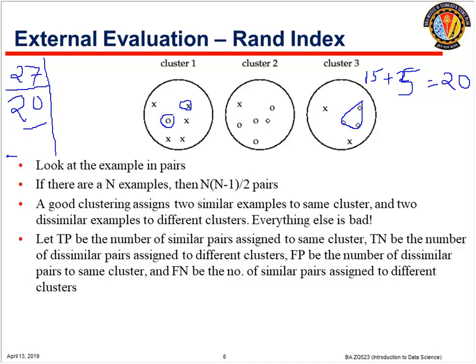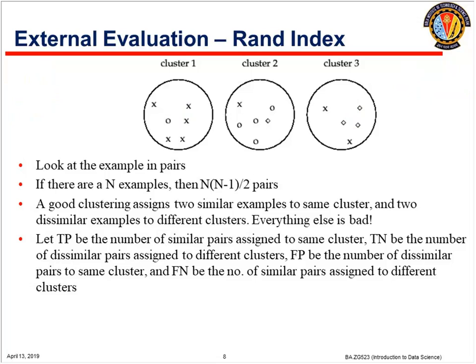So which other cluster pair remains? There's cluster 2 and cluster 3 that you also have to count, right? So let me just clear them all, like 27 and 20. Now consider cluster 2 and cluster 3, and see how many dissimilar pairs you can create so that one element is from cluster 2 and the other element is from cluster 3. So if you look at x, you can create 3 pairs with the 3 diamonds of the third cluster.